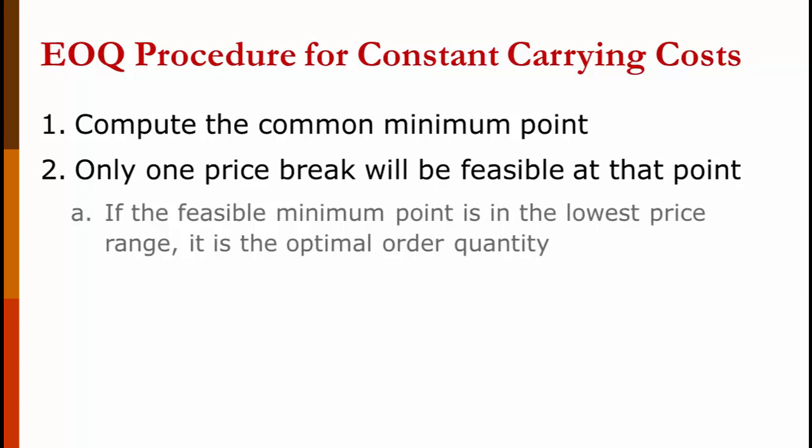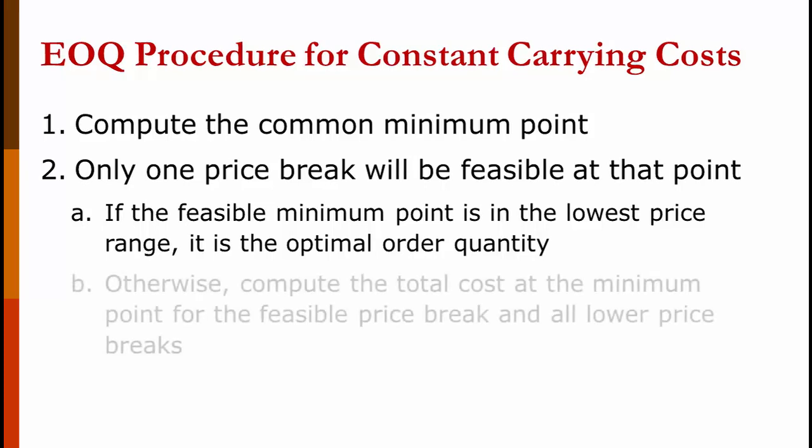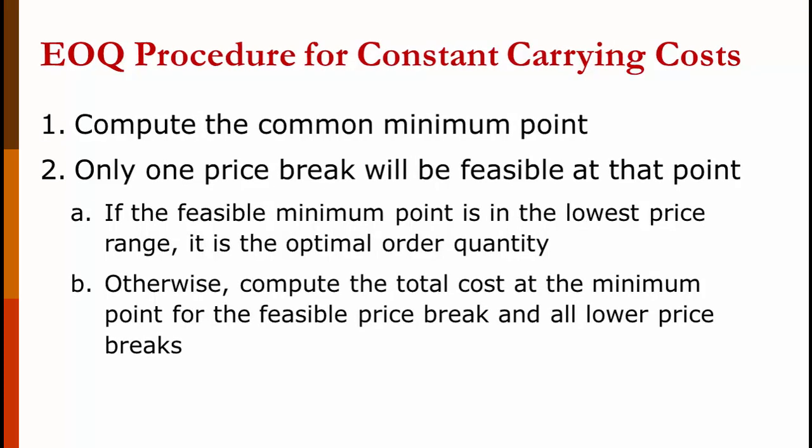A, if the feasible minimum point is in the lowest price range, it is automatically the optimum order quantity and you don't have to do anything else. In other words, you're done with the problem. B, otherwise. In other words, it's not in the lowest price category. You have to compute the total cost at the minimum point for the feasible price break and all lower price breaks. Using the lower price breaks will require you adjusting Q.